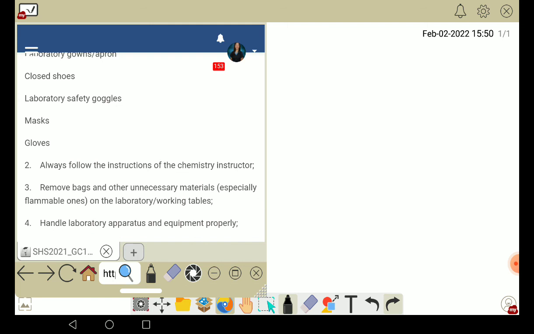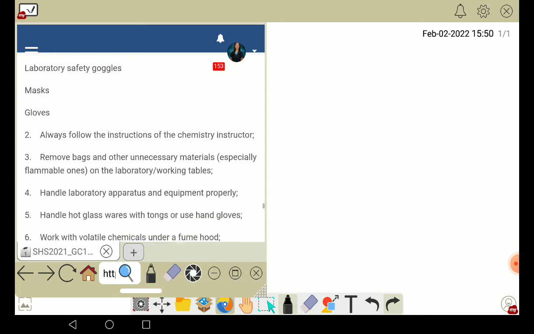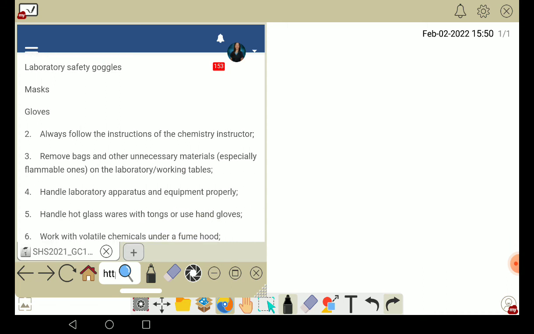Okay, next we have always follow the instructions of the chemistry instructor. So before entering, make sure that you have read whatever is written in the rules or reminders, along with whatever instructions are given to you by your instructor. Next, remove bags and other unnecessary materials, especially flammable ones, from the laboratory working tables. So make sure that your tables are clean, and of course, no other things will be put on the working tables.